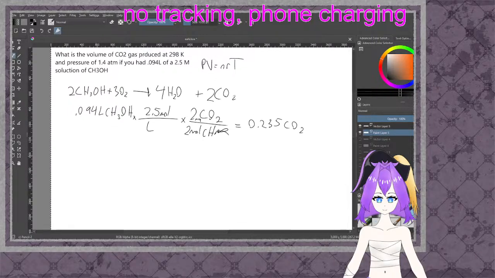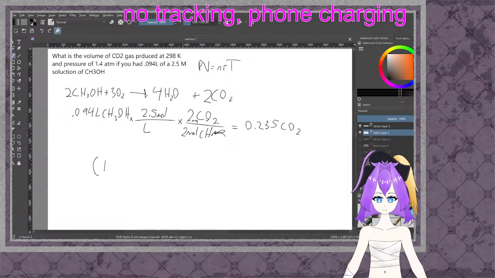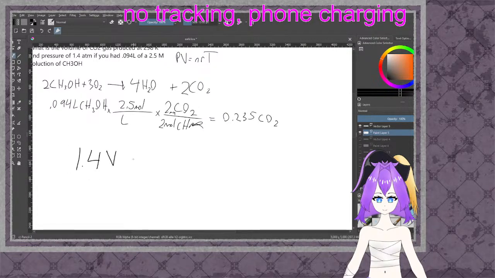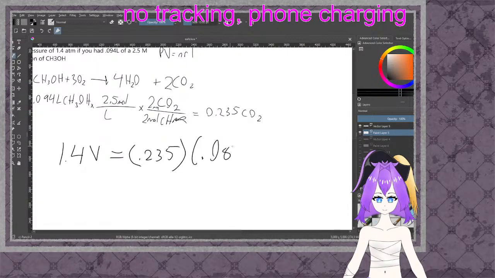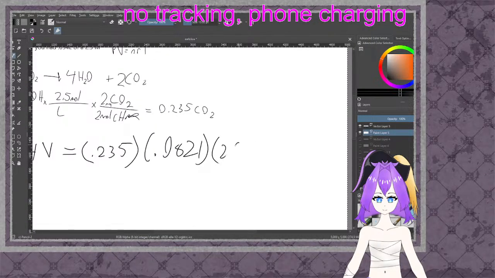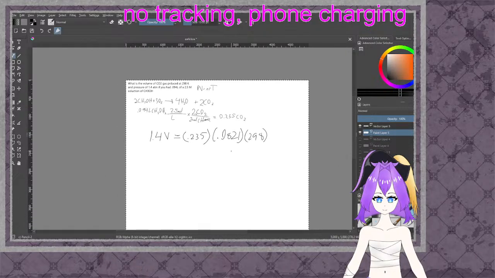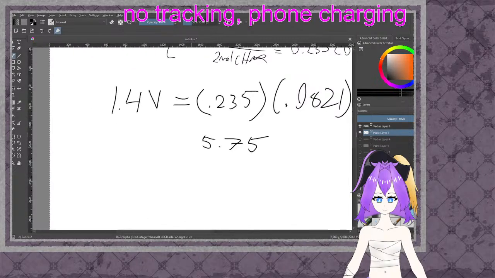So now we can take PV equals nRT. Our pressure is 1.4 atmospheres. Our volume is going to be in liters. So I can really just drop the parentheses because there's a variable on the side. Our n, or number, in moles, 0.235 moles. R is a constant of 0.0821, and then our temperature is already in kelvins at 298. Okay, 0.235 times 0.0821 times 298 is 5.75, rounded to the hundredths, equals 1.4 V. And we just divide both sides by 1.4. We get 4.11 liters.